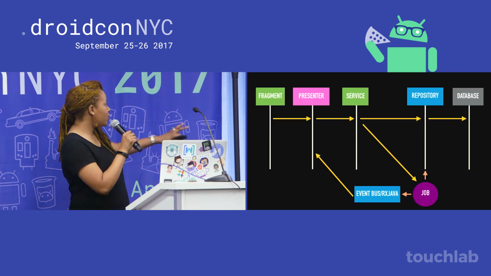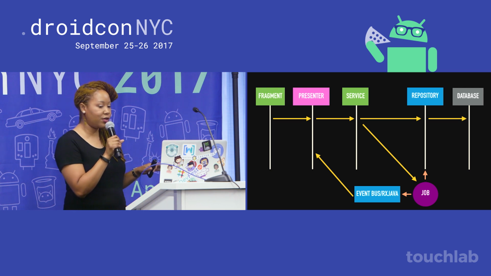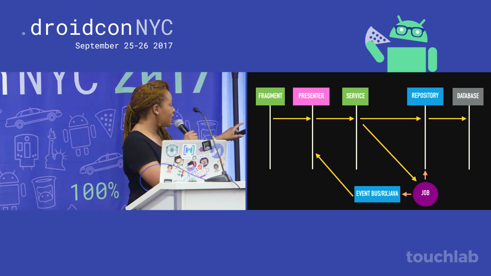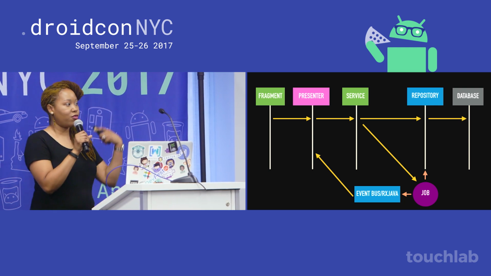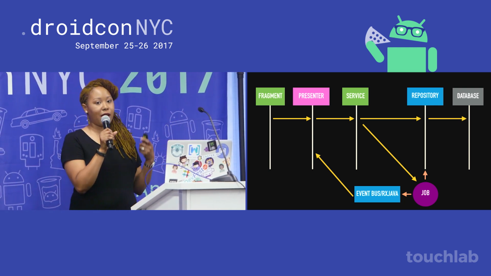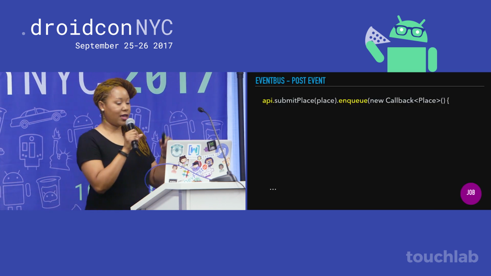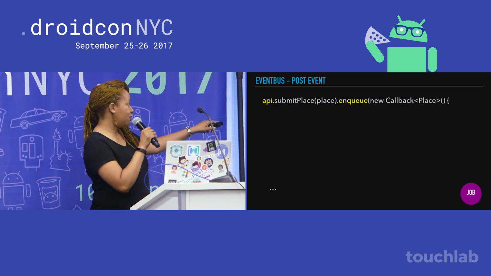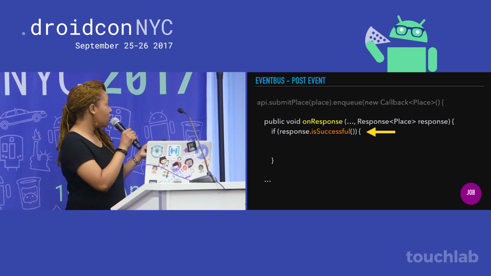So flashback to when we saw this example of how the different components were interacting with each other. Whenever the user takes an action, the bus is the one that's responsible for propagating that event back up to the presenter from any background jobs. In practice, this will look like the following. So say we're going to execute a queued request, and this is using Retrofit.